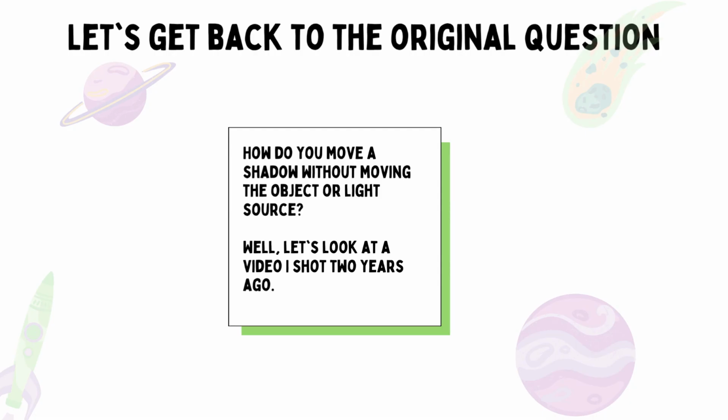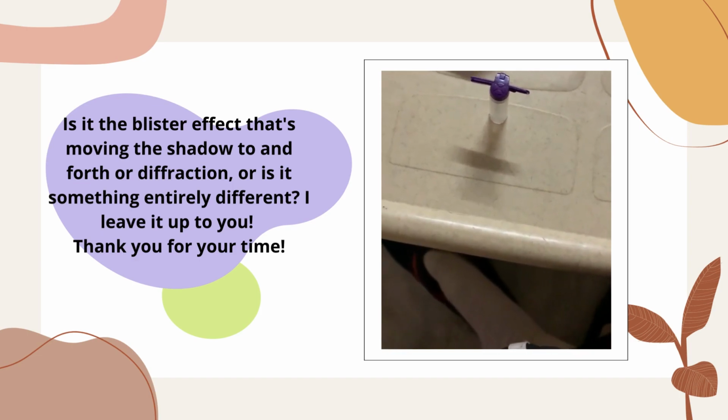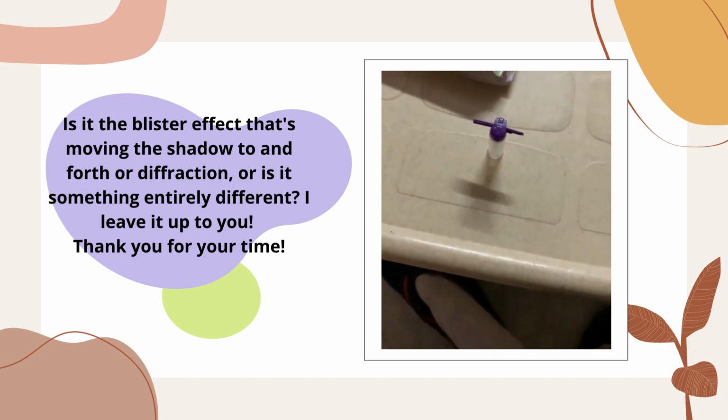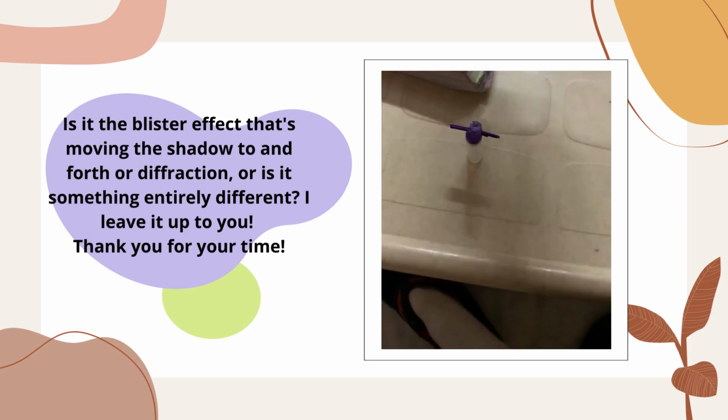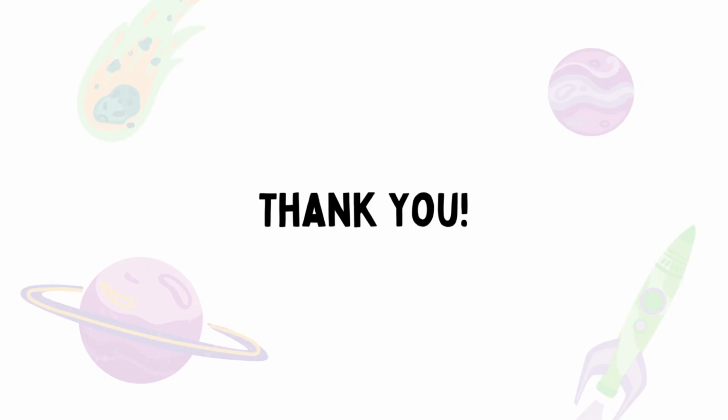Let's get back to the original question. How do we move a shadow without moving the object or the source of light? Let's look at a video that I shot 2 years ago, which left me confused. Is it the blister effect that's moving the shadow to and fro, or diffraction, or is it something entirely different? I leave it up to you.